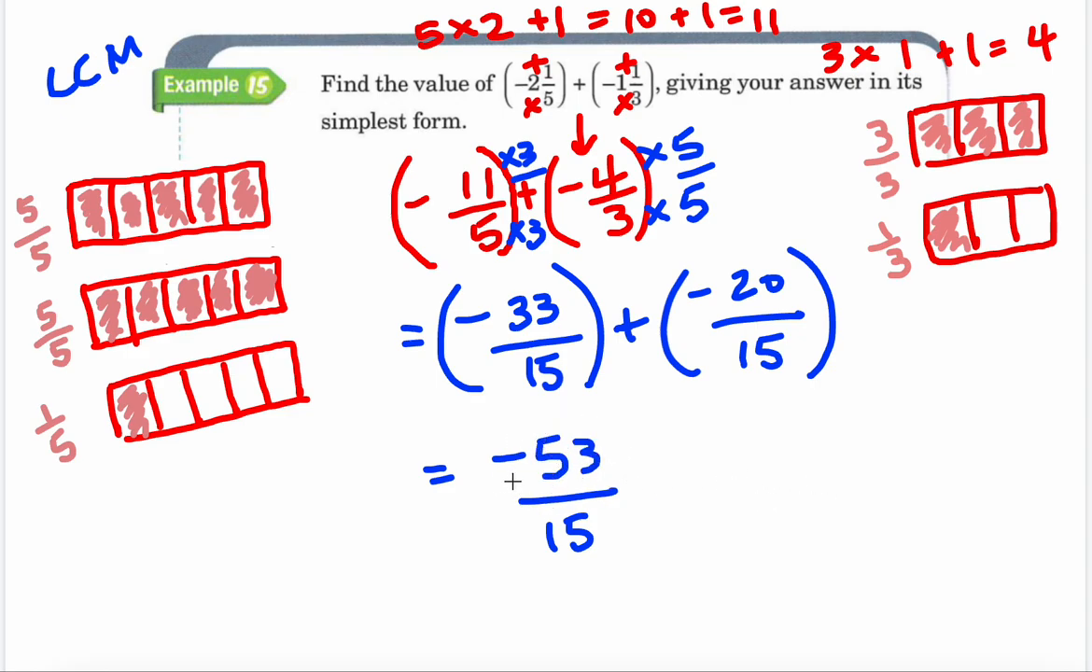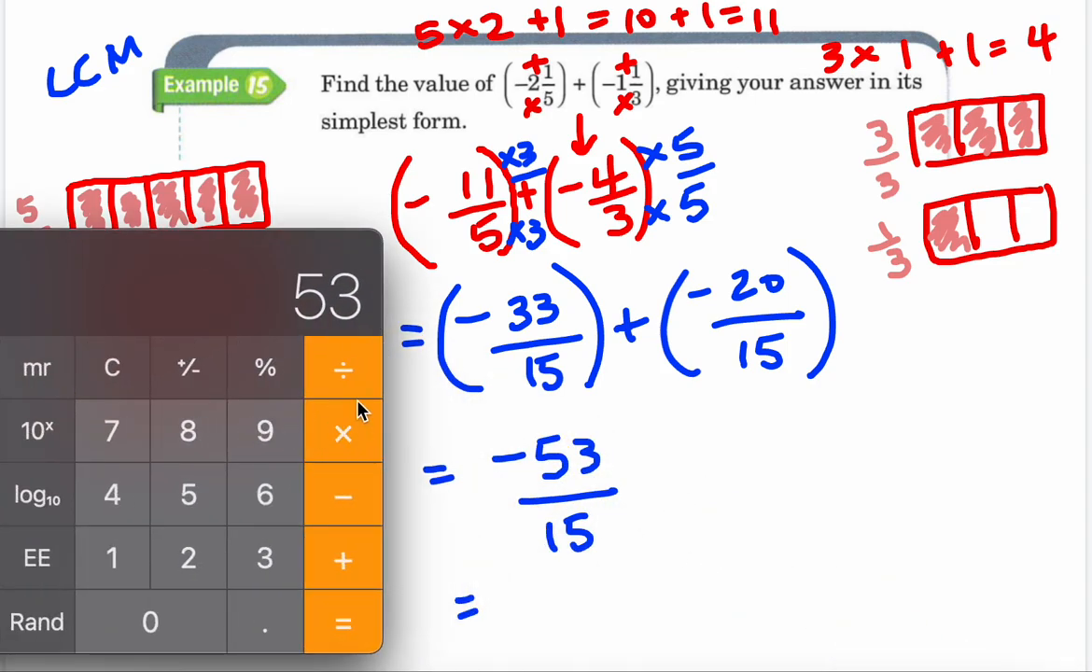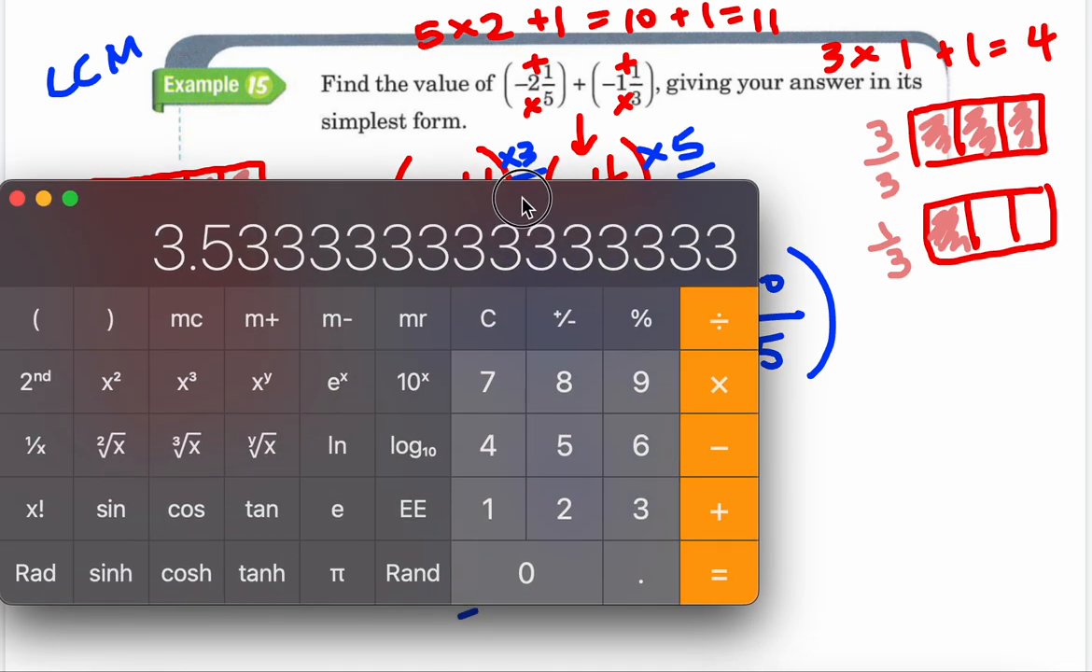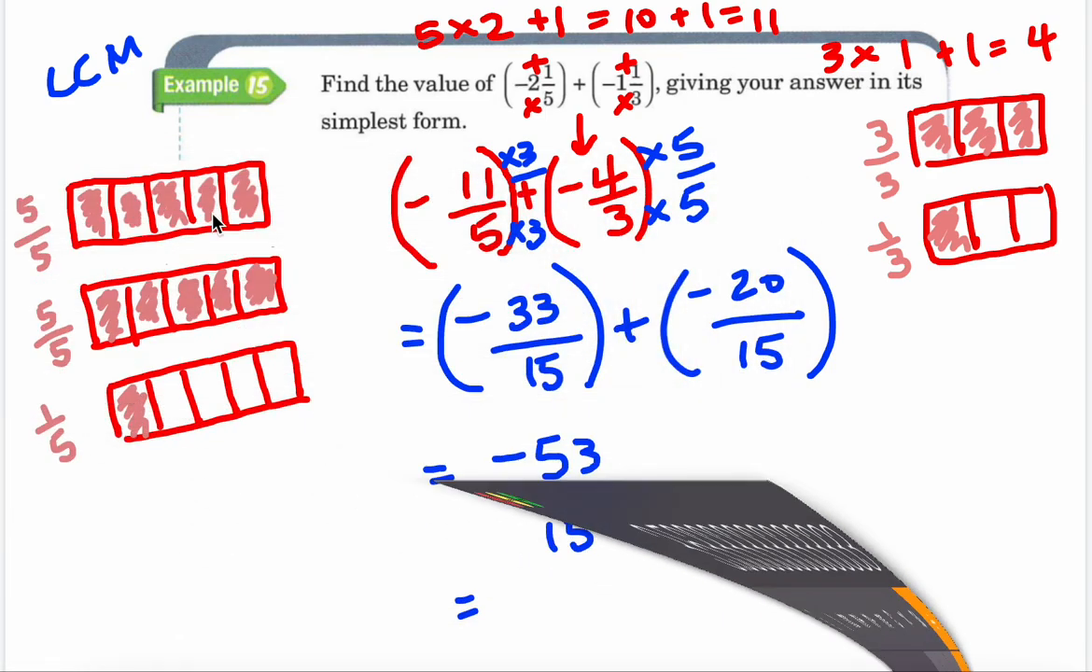And there we go. We have negative 53/15. But we're not done yet because we have to change it back into a mixed number. So I'm just going to figure out how many times 15 goes into 53. 53 divided by 15 is 3-ish. It goes in evenly 3 times at least.